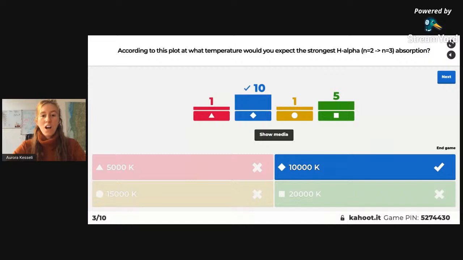Okay, yeah, so I wish the plot was back. But we would expect the strongest H alpha absorption around 10,000 Kelvin, because at temperatures that are hotter than that, the single electron of hydrogen is ionized. But at temperatures cooler than that, the electron is in the ground state, the n equals 1 state. And so we need the electron to be in the n equals 2 state in order for it to transition from the n equals 2 to the n equals 3 state. So nice job.